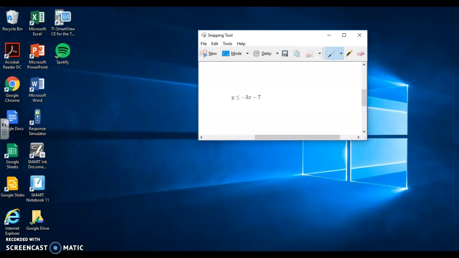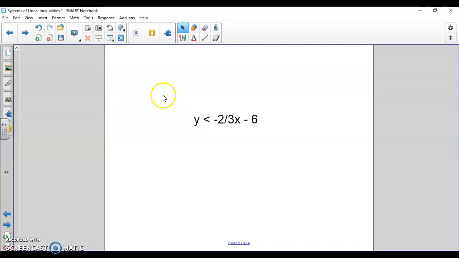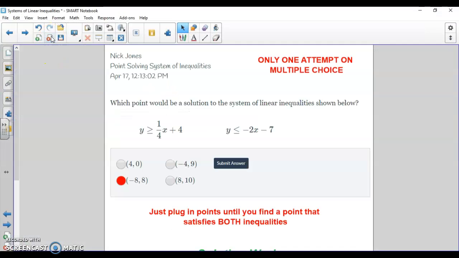This middle section with multiple choice, I just have it here. This is just a screenshot of one of the problems that you could have. Which point would be a solution of the system of linear inequalities shown below. You have a system here. Which point would satisfy both inequalities? All you're doing is plugging in the points until you find a point that satisfies both inequalities.